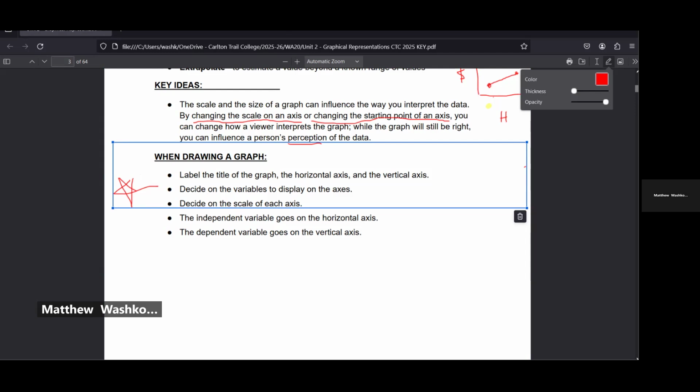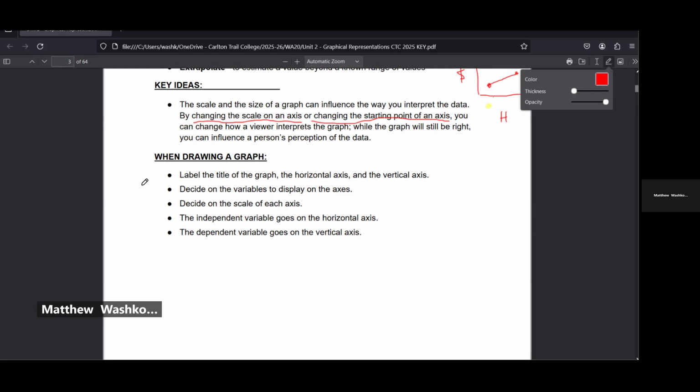I mentioned this in module 1, but you can have a correct, well-done graph, and it's going to look different than someone else's. That's fine. It's a bit of an art form. It takes some time and practice to do. So starting out here, we are going to label the title of the graph, the horizontal axis, which is the x-axis, and the vertical axis, the y-axis, right? Horizontal is this one, and then going up and down is y.